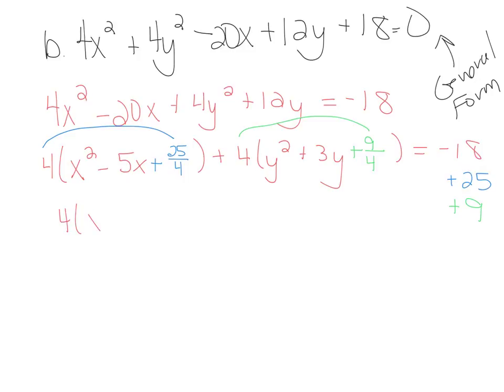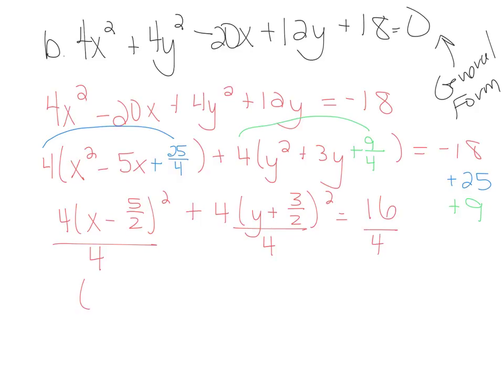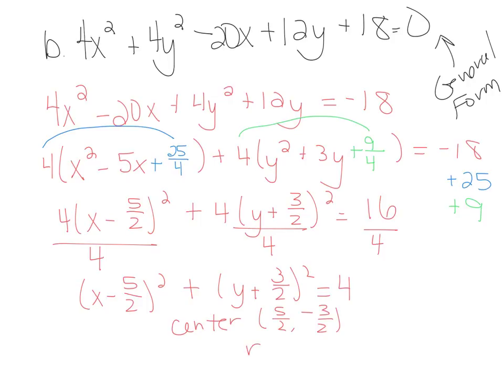Giving us 4 times x minus 5 halves, quantity squared, plus 4 times y plus 3 halves, quantity squared, equals 16. But it's still not in our center radius form. Divide by our 4. We'll get x minus 5 halves quantity squared plus y plus 3 halves quantity squared equals 4. Giving us a center at (5 halves, negative 3 halves) and a radius of 2.